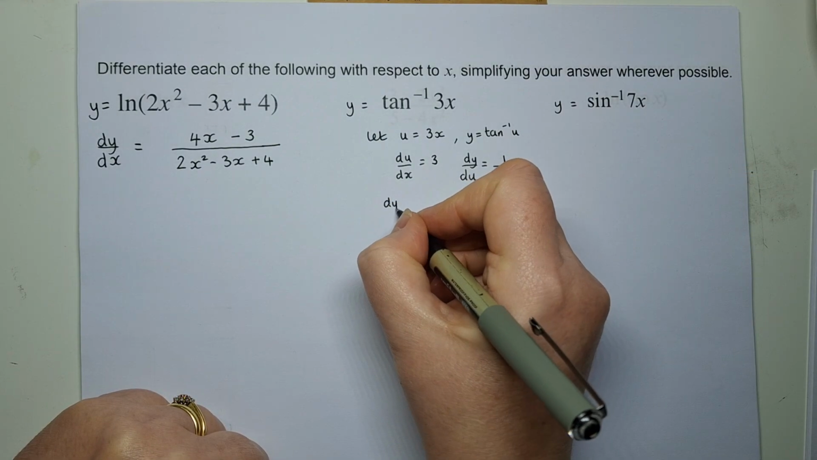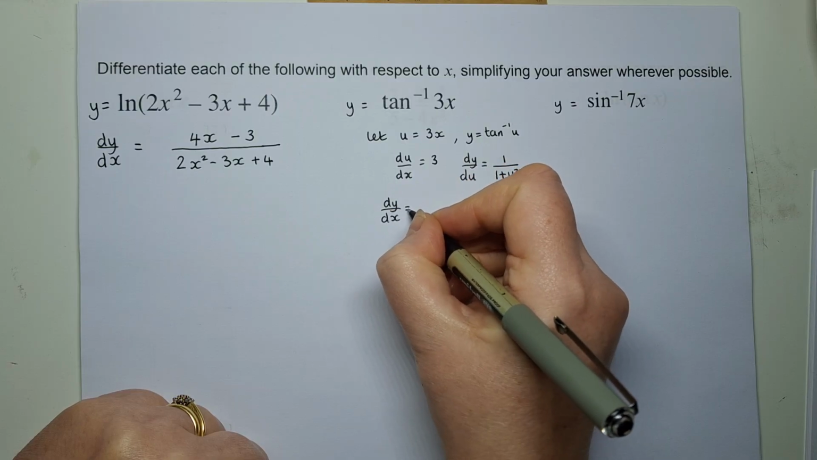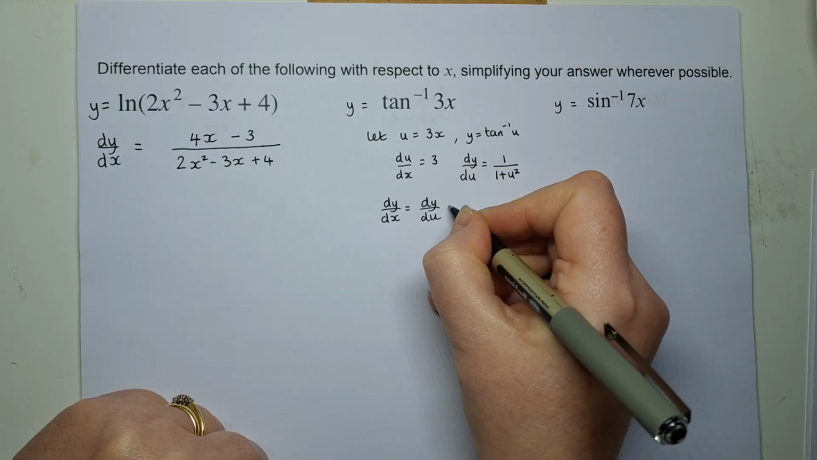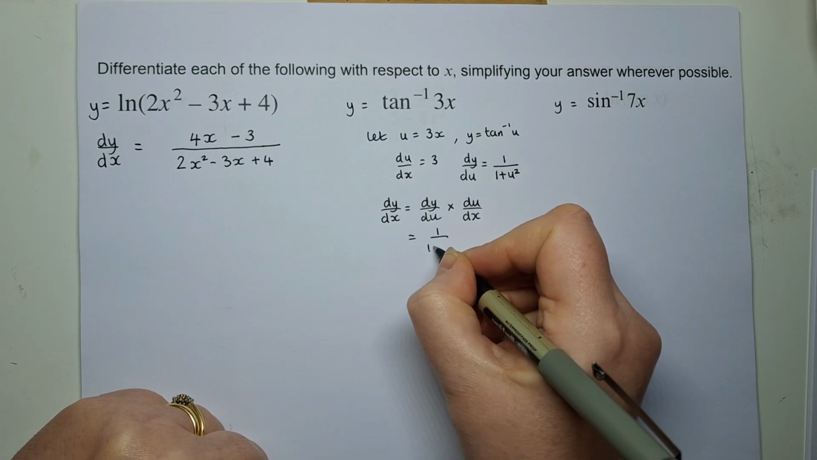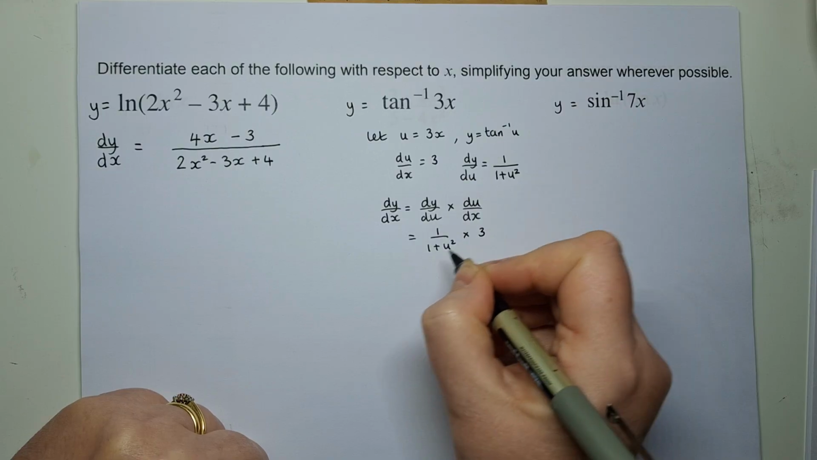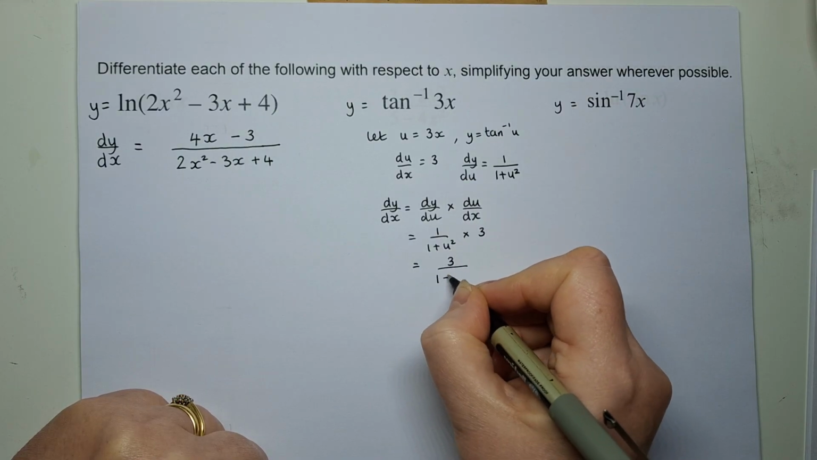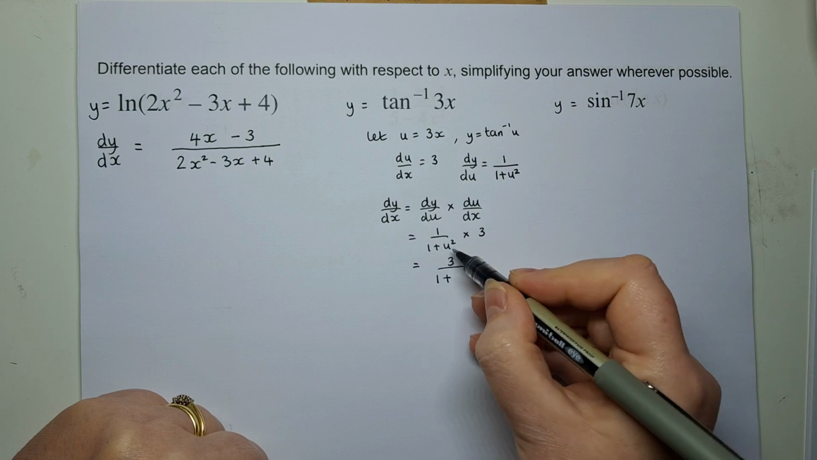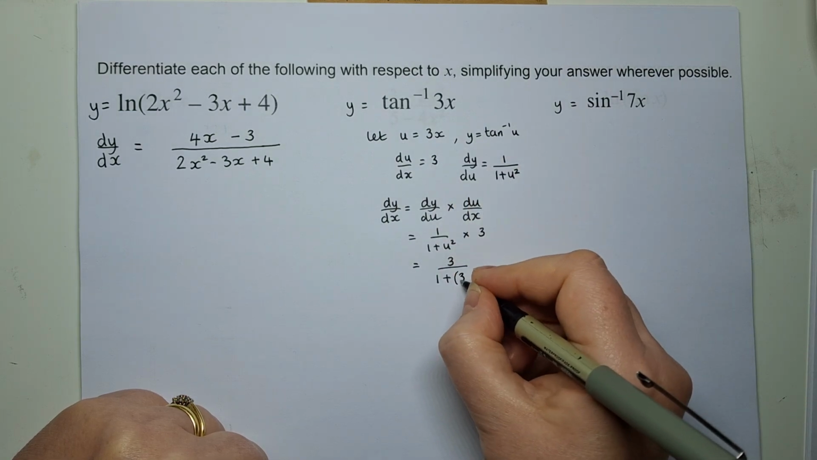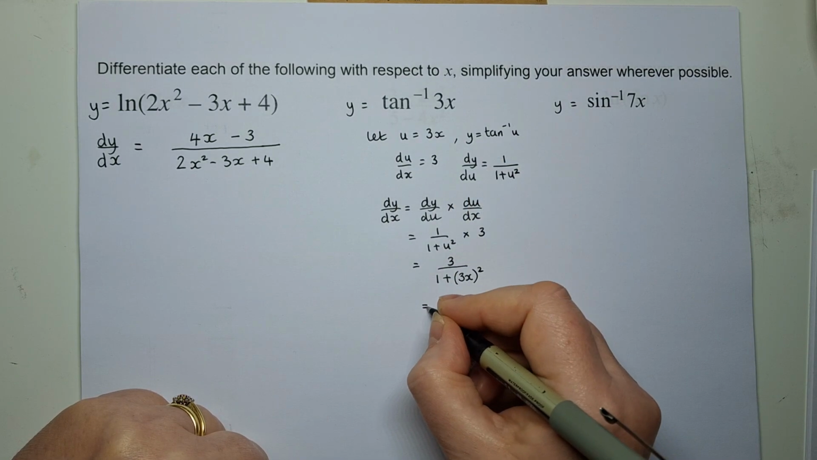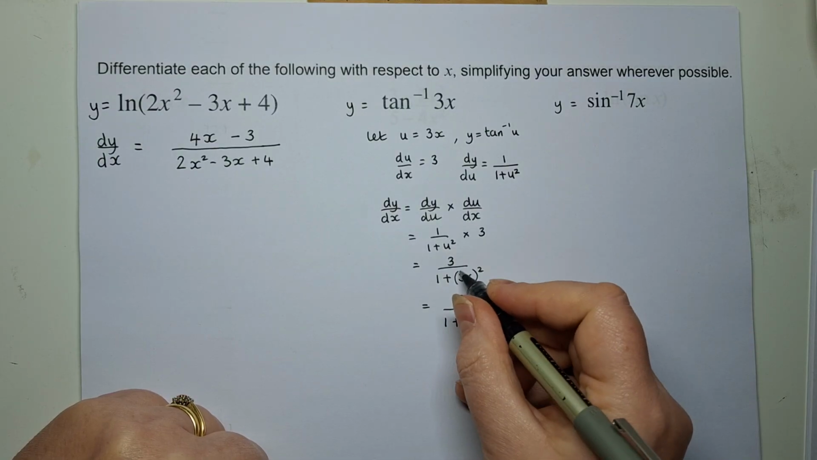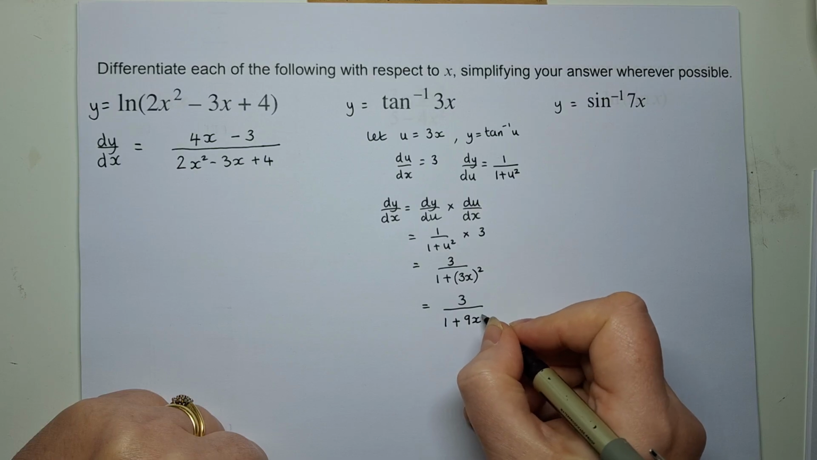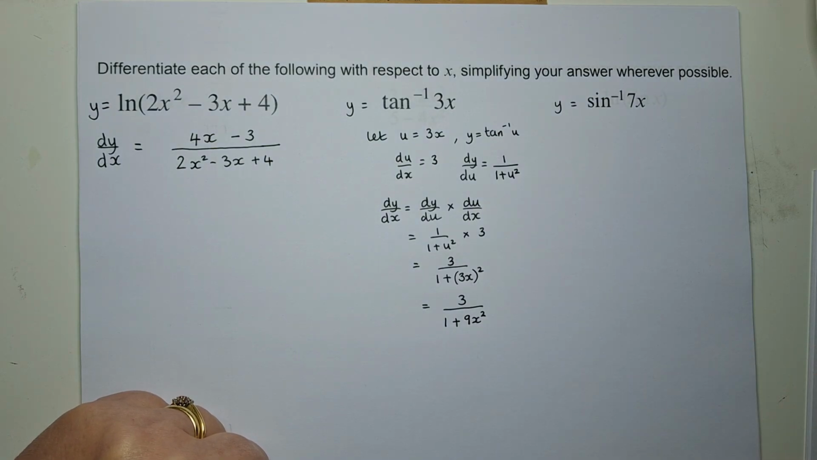Then your chain rule multiplies these together. So dy by du multiplied by du by dx, and you will get 1 over 1 plus u squared multiplied by a 3. So the 3 sits on the top. And then what we need to do right at the very end is replace the u back with the 3x. Pop it in a bracket. Don't make a mistake at the very last and miss the bracket off, because that squaring is applying to the 3 as well as the x. So there our answer is 3 over 1 plus 9x squared.